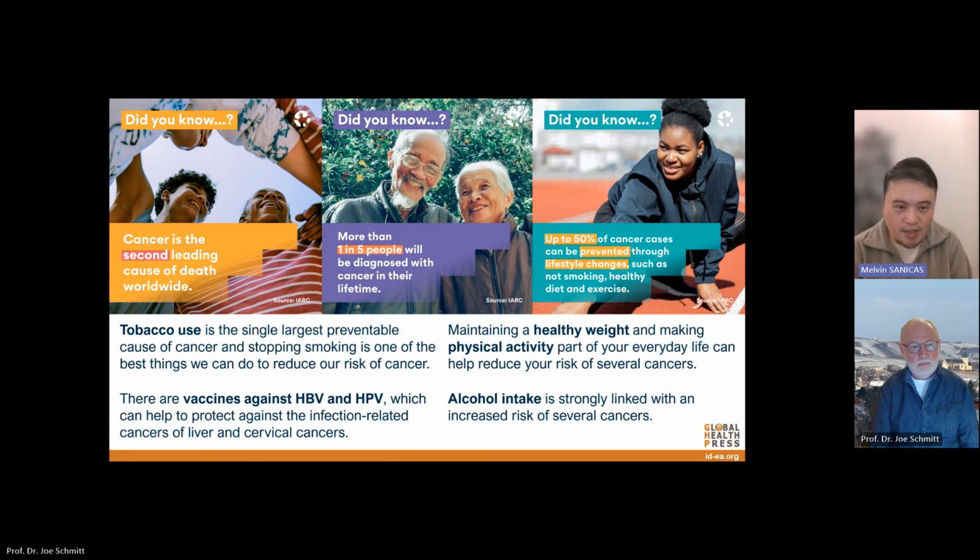And as mentioned, vaccination against HPV and hepatitis B virus. And alcohol intake is also strongly linked with an increased risk of several cancers. So these are some of the things that we can actually control and reduce our risk of getting cancers.